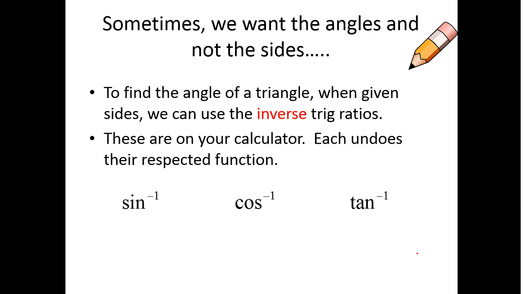But now, sometimes you're going to want the angles and not the sides. Sometimes you're given the sides but not the angles. So to find the angle of a triangle, you're going to use the inverse trig ratios. We talked about inverses a little while back, right? They undid each other. These are on your calculator. They each undo their respective functions. So sine inverse undoes sine, cosine inverse undoes cosine, and inverse tangent undoes tangent. Usually, if you push the second key and then sine, that's inverse sine. If you have trouble finding these on your calculator, let me know. I'll help you. I'll find them just for you.